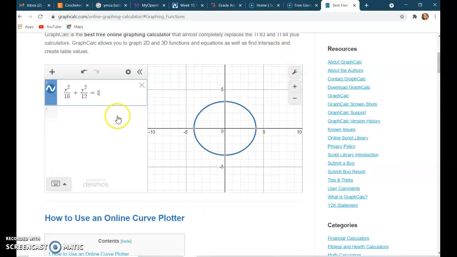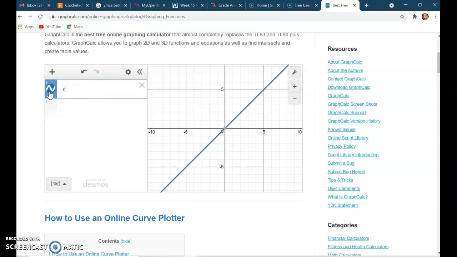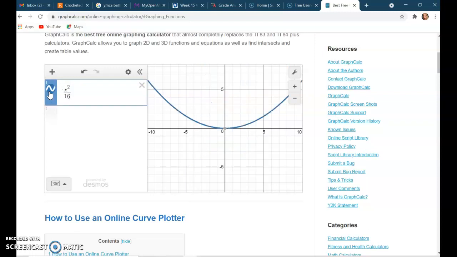We just have to be careful about when we enter this into this equation editor. When I go to type x squared, I have to hit arrow out of the exponent before hitting divided by 16. And then I have to arrow outside of the fraction to go ahead and type the rest of the equation. So then it would be plus y squared, arrow outside of the exponent, then hit divided by 12, arrow outside of the fraction, equals 1. And we see it looks very much the same as the one we drew on paper.